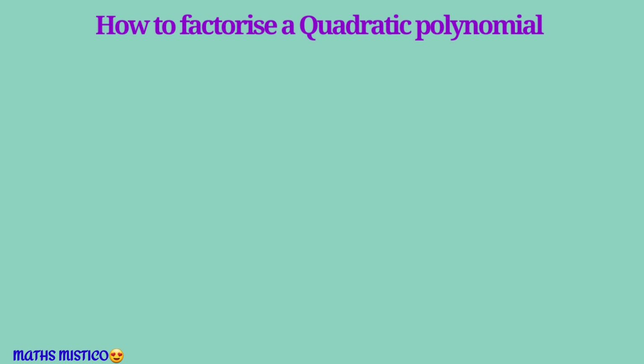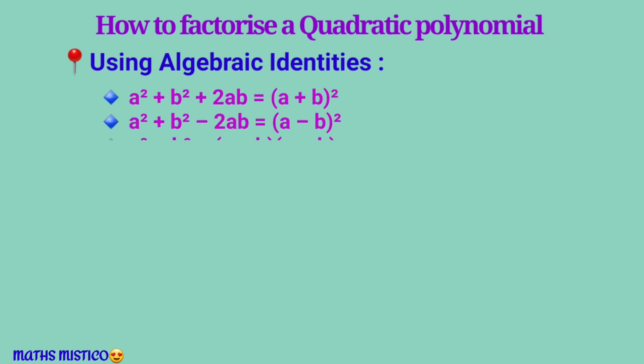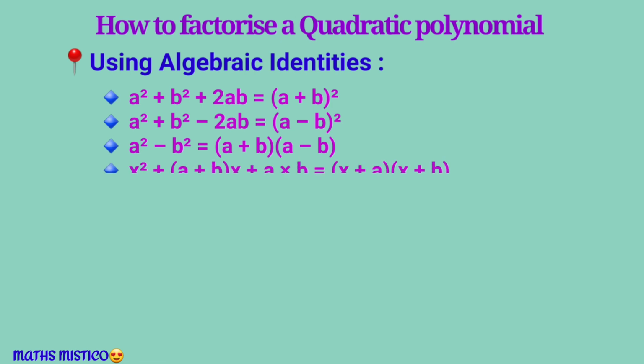There are two ways. One is using the algebraic identities. The identities that can be used here are a square plus b square plus 2ab, a square plus b square minus 2ab, a square minus b square, and (x plus a) into (x plus b). You already know how to use them.